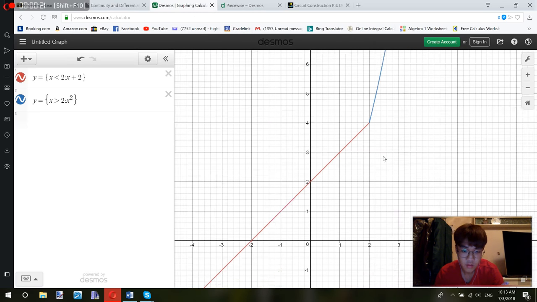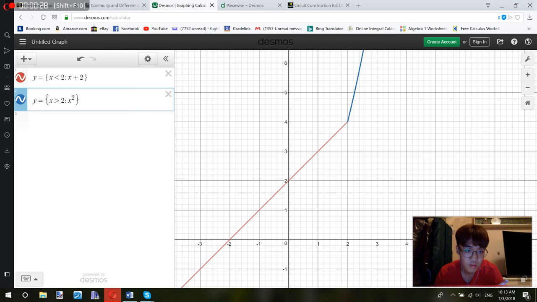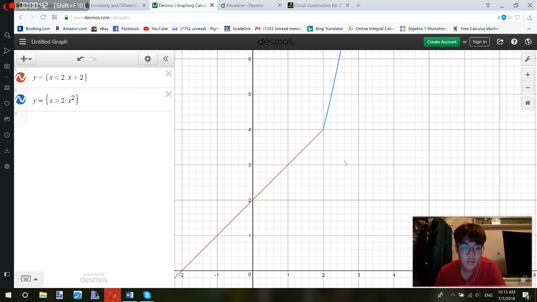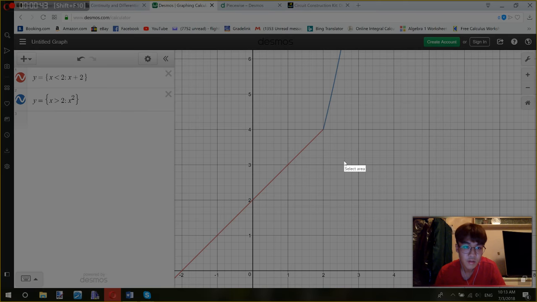Here I've got two functions. Whenever x is less than 2, I've got this red line, which is y equals x plus 2. And whenever x is greater than 2, I've got this blue line, which is x squared. Okay, so if I was going to draw this out, it would look like this. And I'm going to freeze shot this for a second.